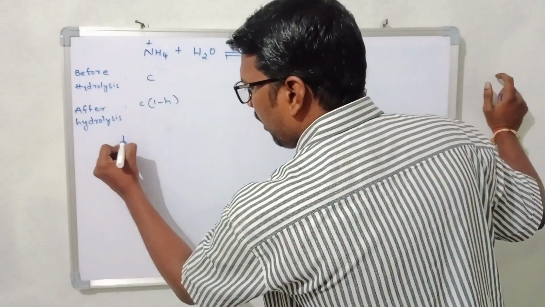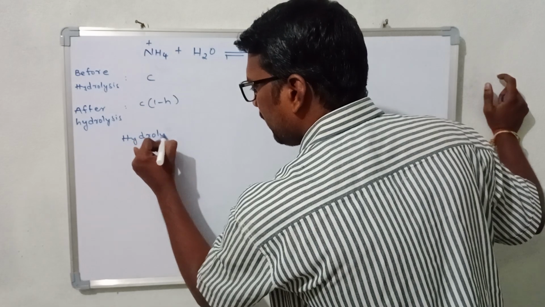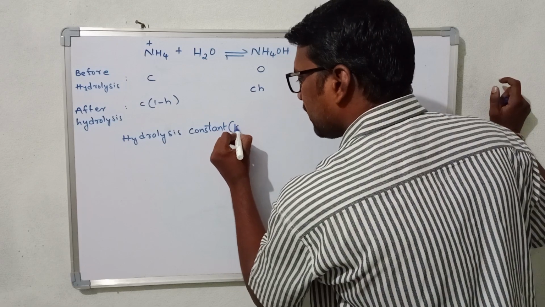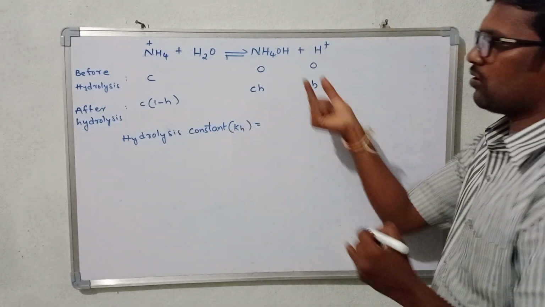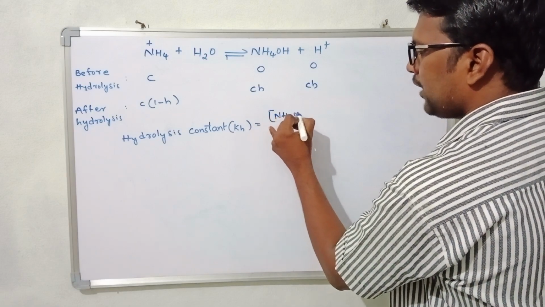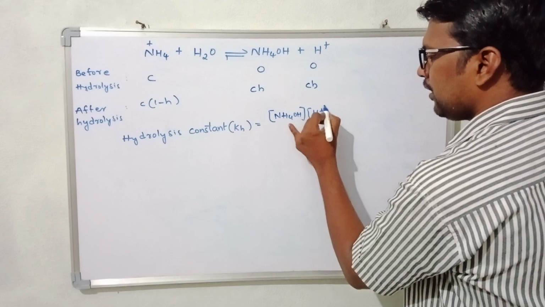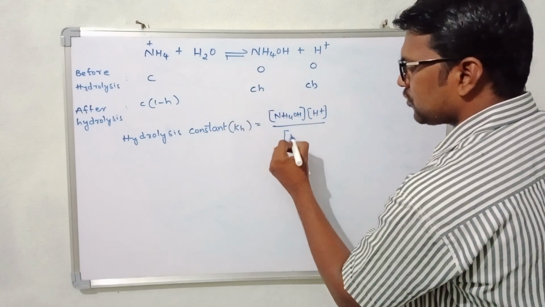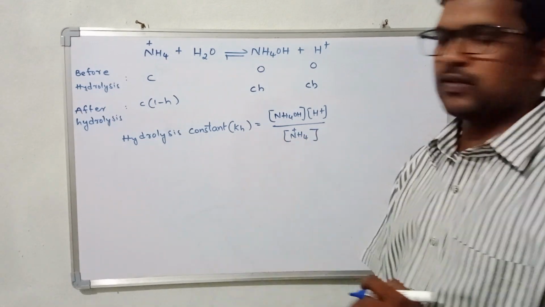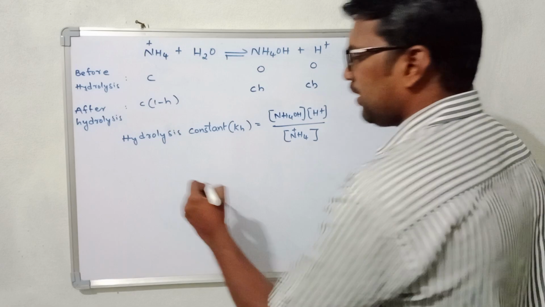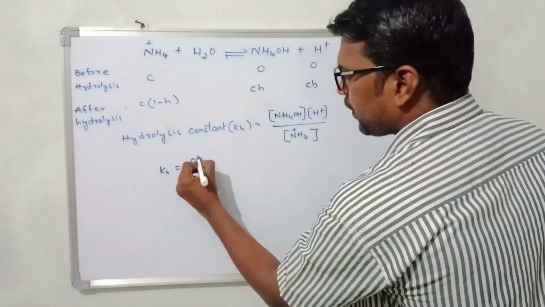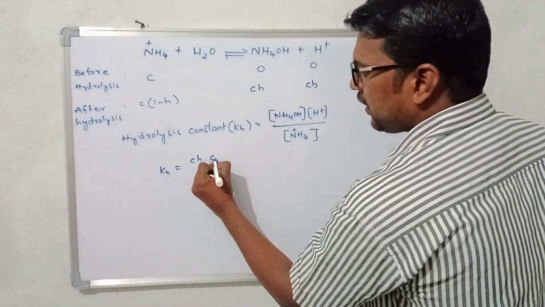If you want to write the hydrolysis constant for this, it is represented with Kh. While writing the hydrolysis constant, we write products by reactants. So in place of product, NH4OH and H+ are present, and in the place of reactant you take NH4+. H2O is not needed because it is present in excess. So it is the hydrolysis constant. In place of this, after hydrolysis, if you substitute, Kh is equal to Ch in the product place for NH4OH, and in place of H+, Ch is present.